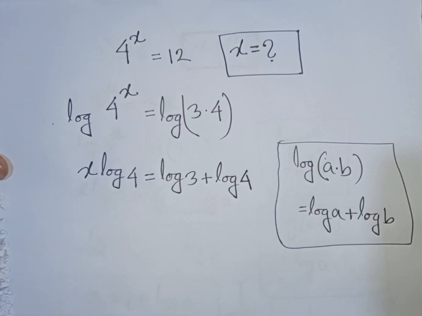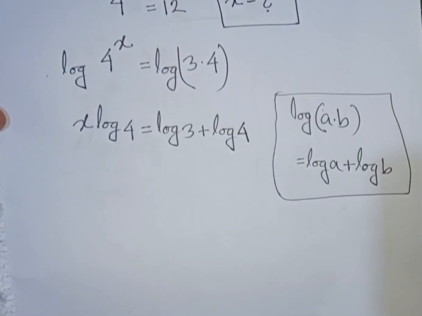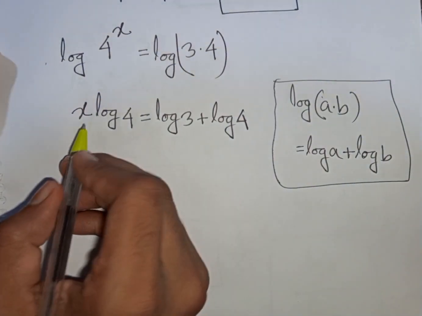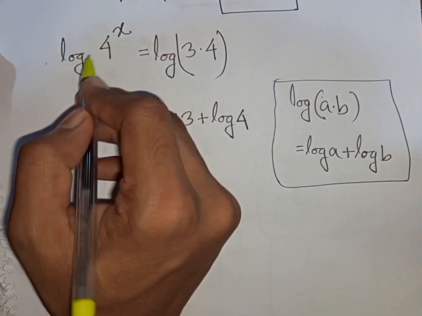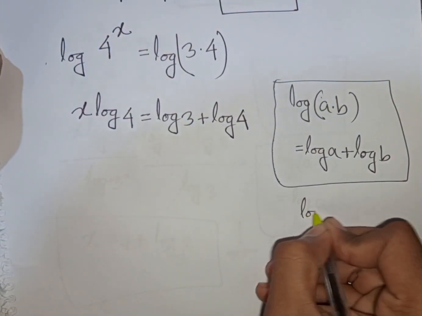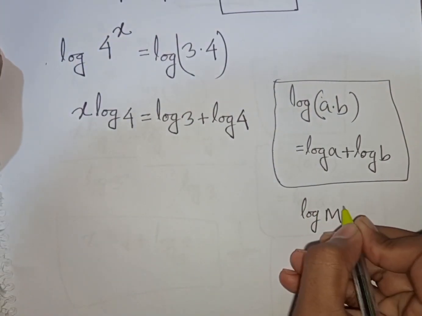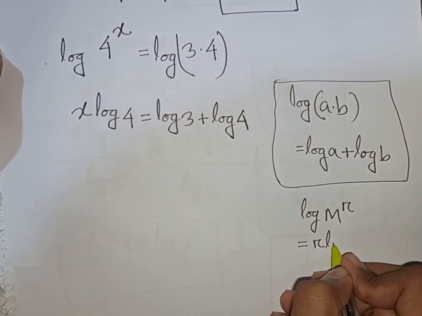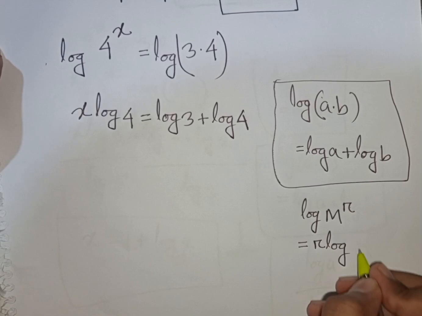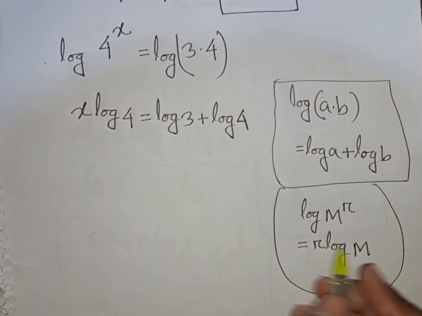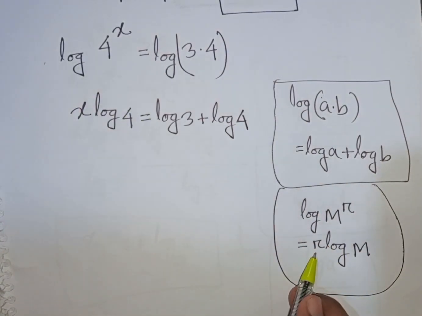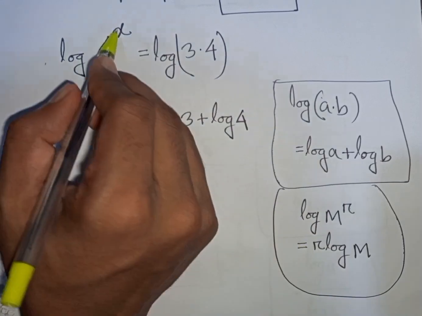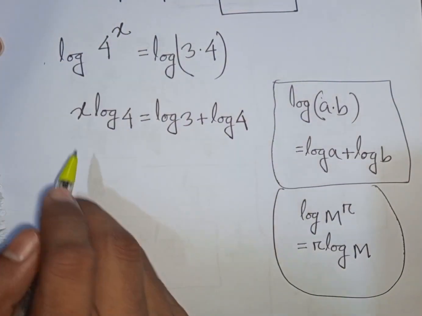And also here we applied this rule, log m power r is equal to r log m. That means this power r will move to the base. So this power x will move to the base.